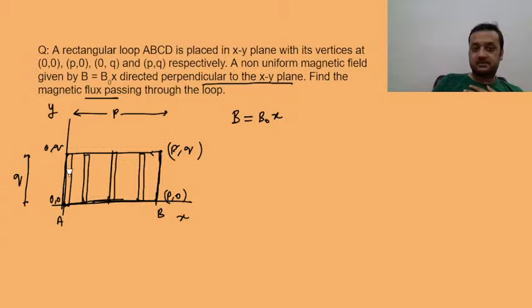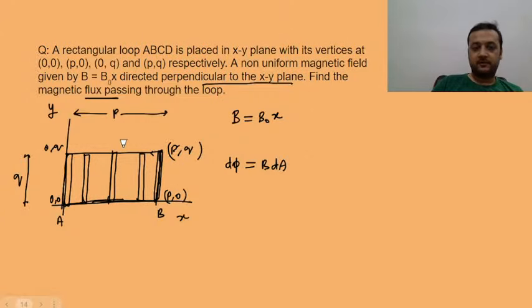That means the flux for this strip will be almost zero. If you go ahead, flux will increase slightly. If you move further, flux will increase again slightly. For this part, flux will be even more. The highest flux will happen for this strip, and this variation will be linear because d phi is nothing but B into dA, and this B is increasing linearly. So d phi is proportional to B.